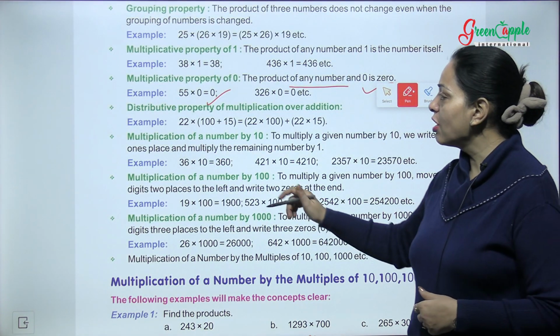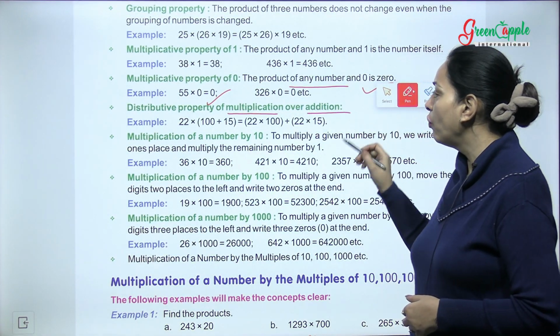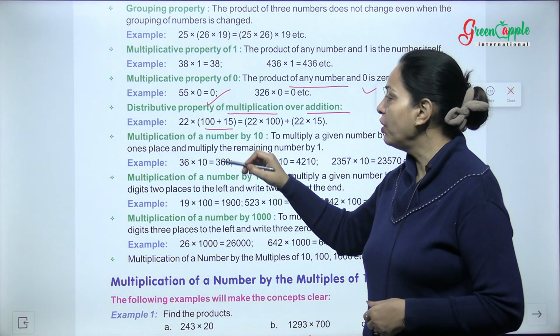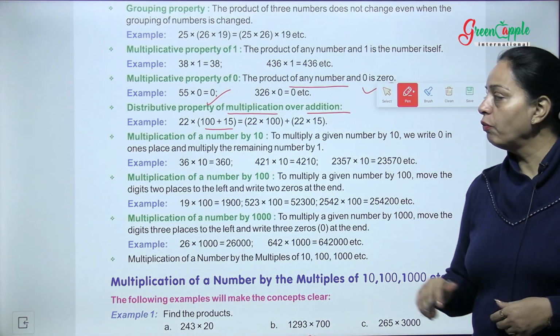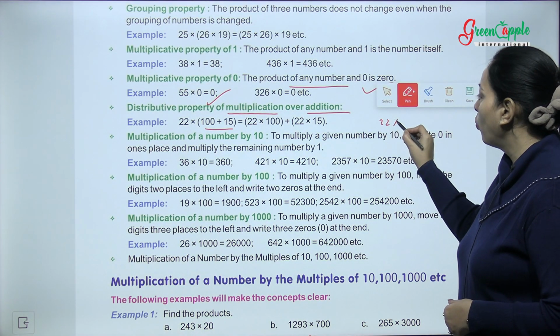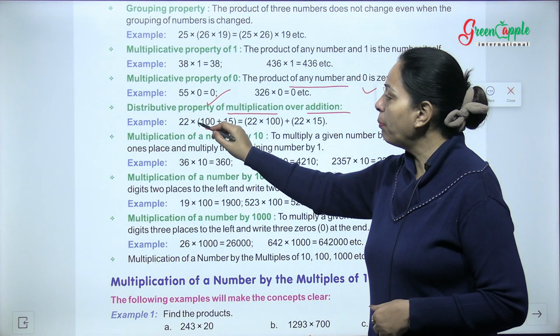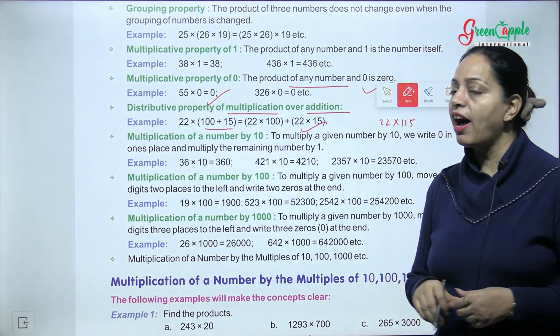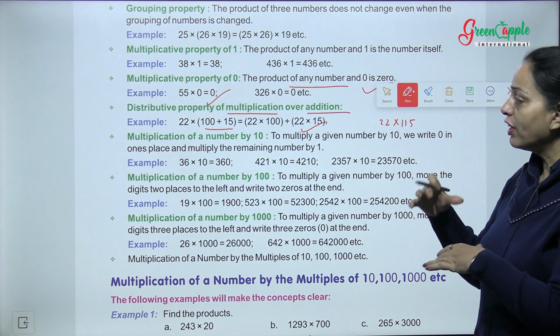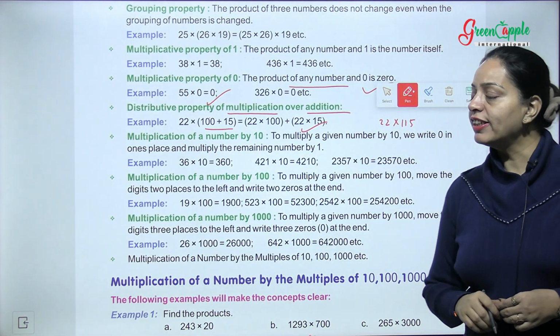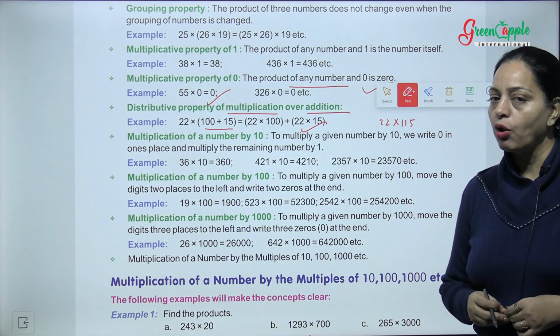The next is the distributive property of multiplication over addition. See, 22 multiply 100 plus 15. So how can we do it? We can do it like this, 22 into 115. And if we do 22 into 100 plus 22 into 15, the answer is the same. It means we are distributing 22 over 100 and then 15. That's why this is the distributive property.